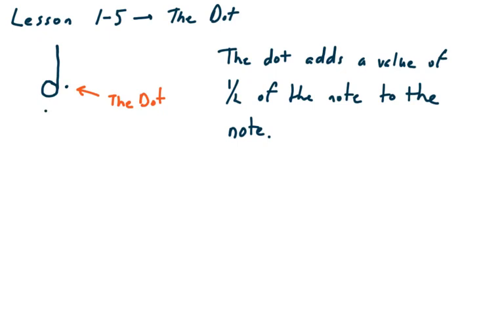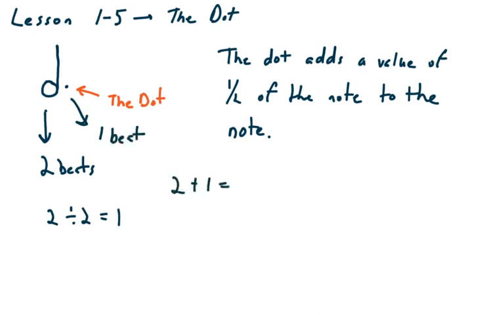Okay, so let's say this half note gets 2 beats, right? Well, what's half of 2? 2 divided by 2 equals 1. So that's the dot, which means the dot is 1 beat. What's that equal up to? 2 plus 1 equals 3. So now a dotted half note equals 3 beats. All right, pause the video, take a minute, think about it. You good? Okay, let's carry on.